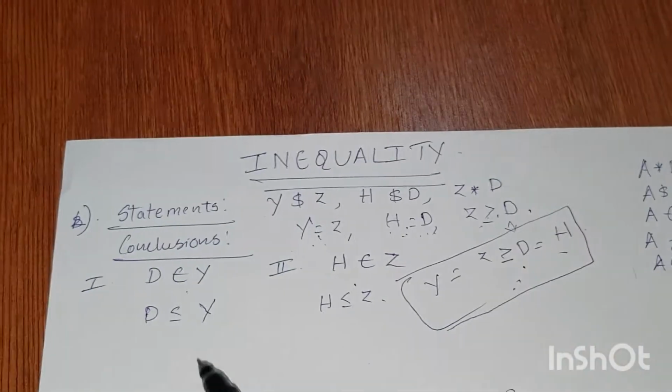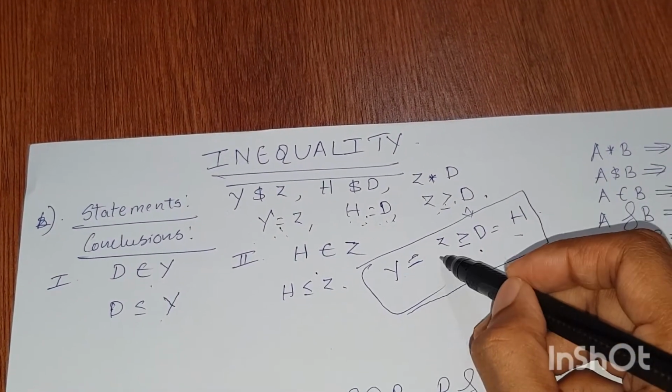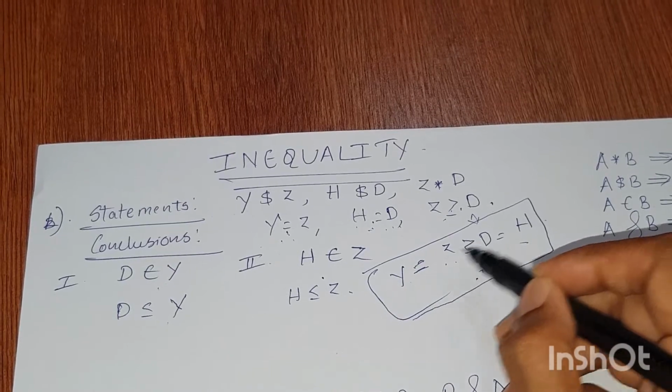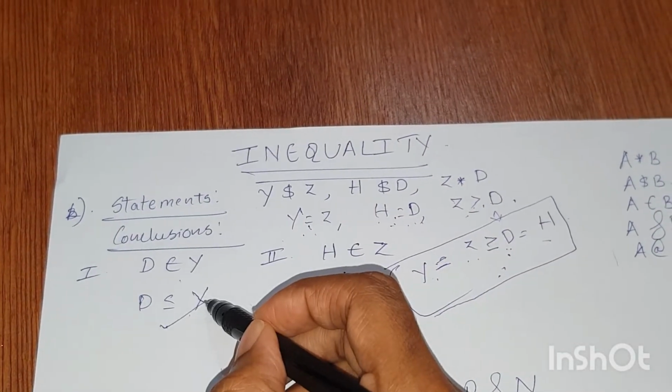Which one is right? See, Y is greater than or equal to D. Y is equal to Z, so Y and Z are the same. So Z is greater than or equal to D and Y is also greater than or equal to D. So this one is right. Y is greater than or equal to D.